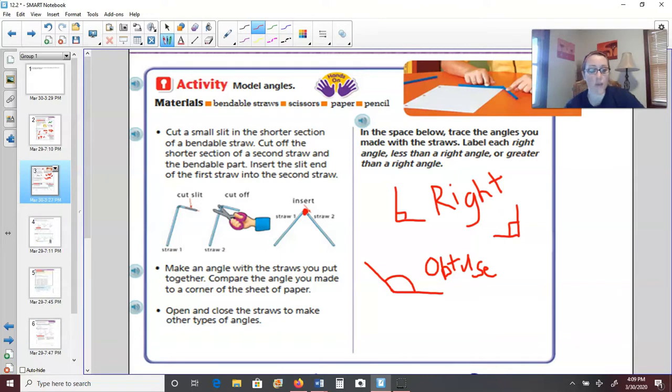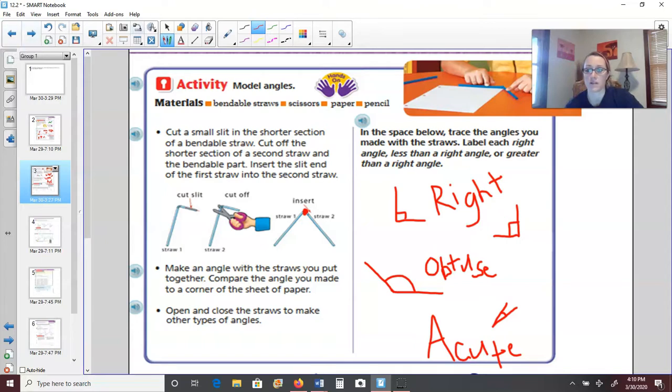And then we can make teeny tiny cute angles. There's a really small angle in between those rays right there. And that would be an acute angle. It is less than a right angle. It's acute.